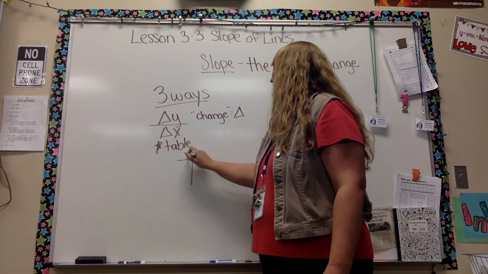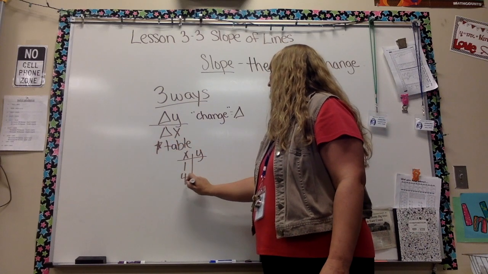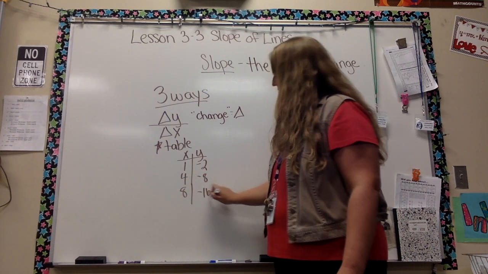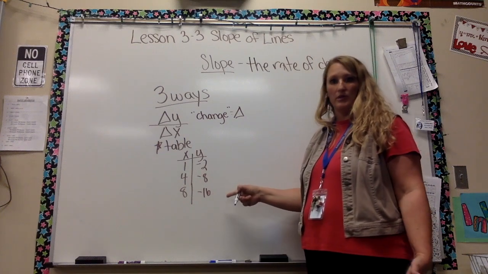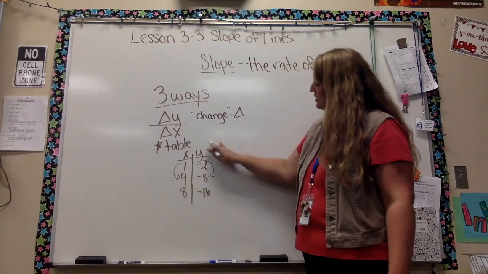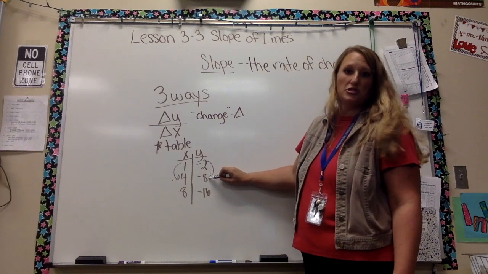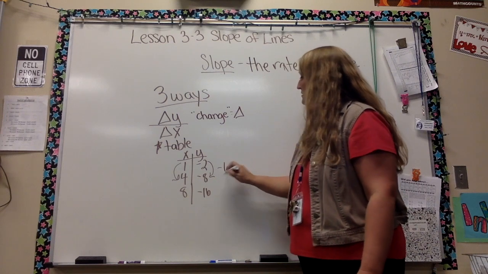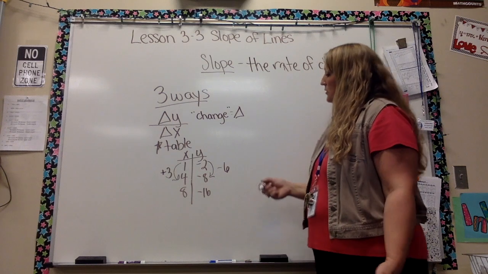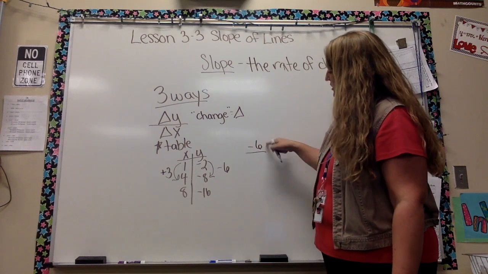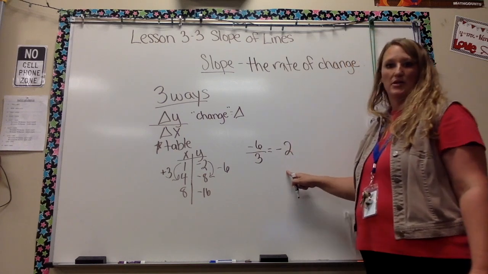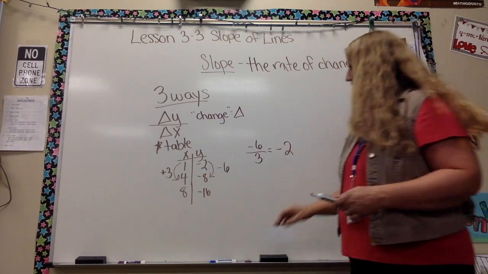So if we have something like this, and we're trying to figure out what the rate of change is, we want to know what the change between x and y is. So with the change of y, we're going from -2 to -6, so we're subtracting 6. The change in x, we're going from 1 to 4, so we're adding 3. So our change is going to be the change in y over the change in x. So our slope here is a -2. That's the first way to find slope.